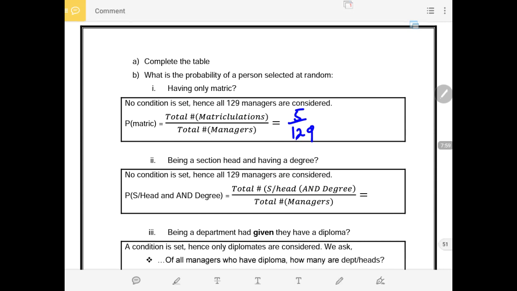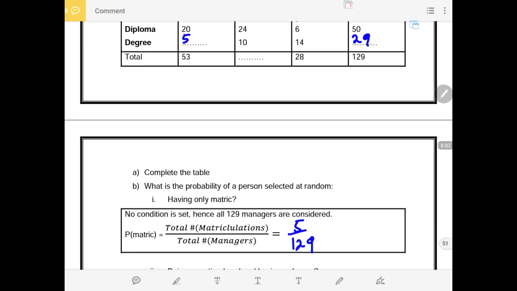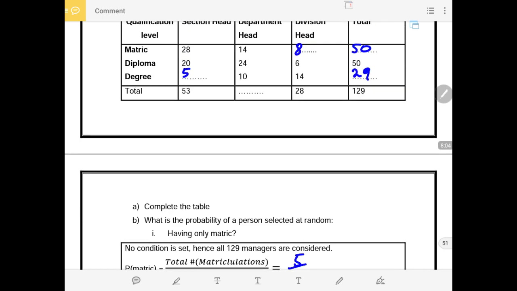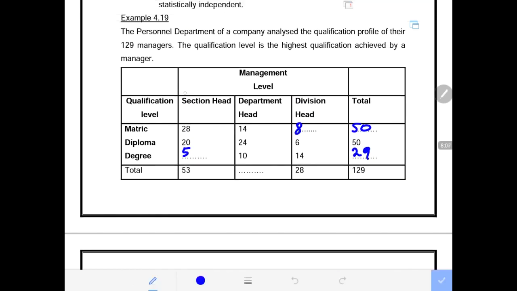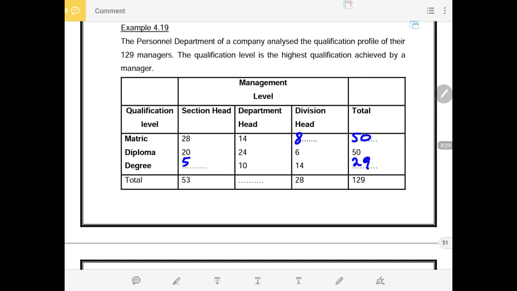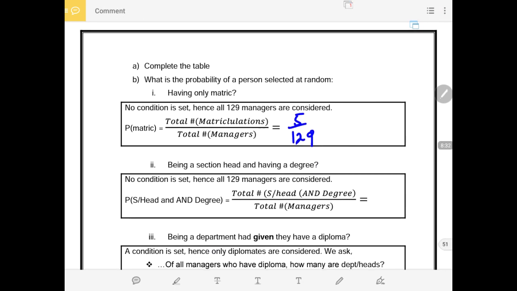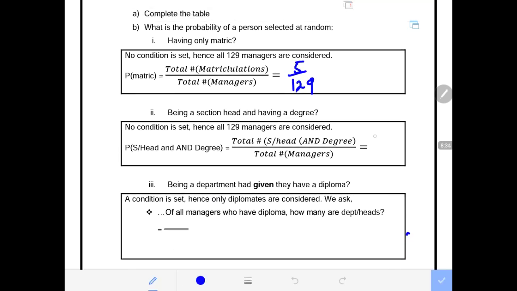Now what are we doing? We look back in our table. It says being a section head and having a degree. Now we go to section head. Remember, on the left we have qualification level. So we scroll down until we get to a degree. When we arrive at the degree, that is the number we are looking for. It will be 5 divided by 129.